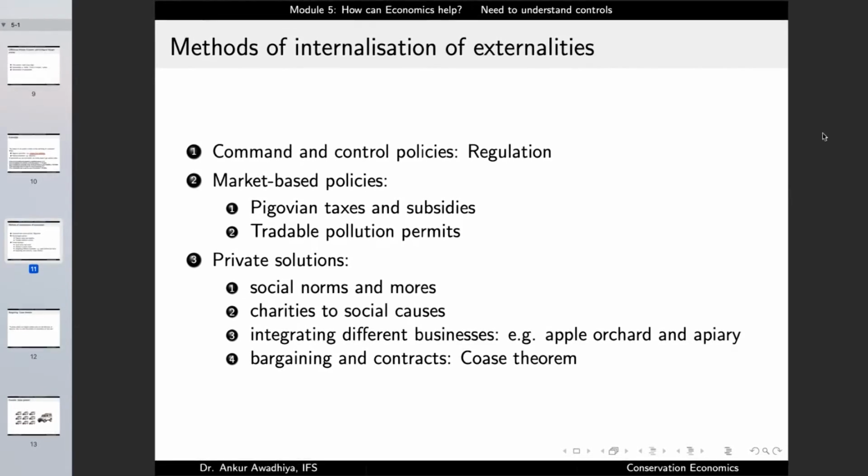But not just the government's role, we also have certain market-based policies. Market-based policies include things like Pigouvian taxes and subsidies. Now, in the case of Pigouvian taxes and subsidies, the government says that we are going to impose a tax or provide a subsidy, not because we want to increase our resources through taxation and not because we want to support a particular person through subsidizing, but we are going to use it to incentivize people to do something or to refrain from doing something.